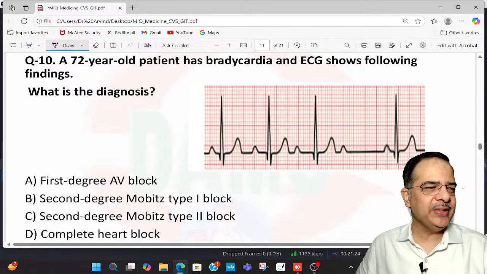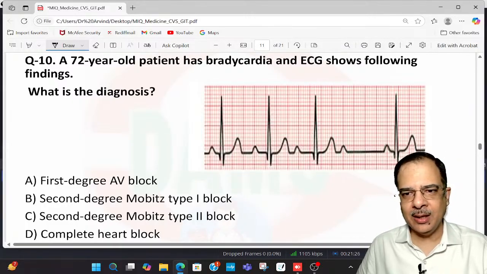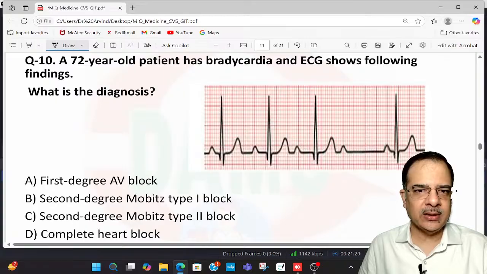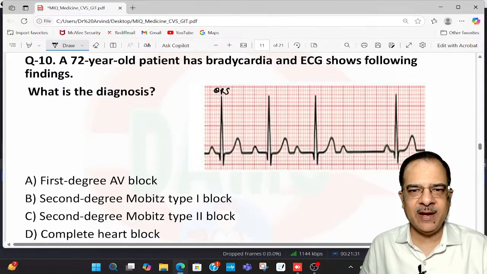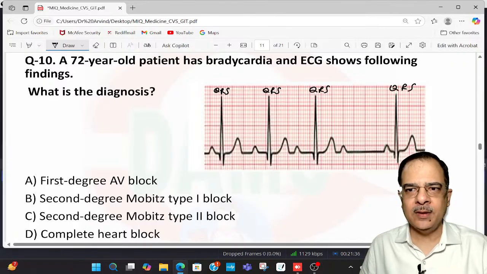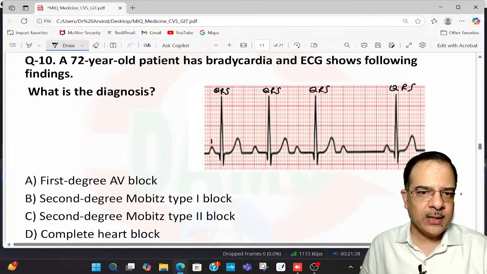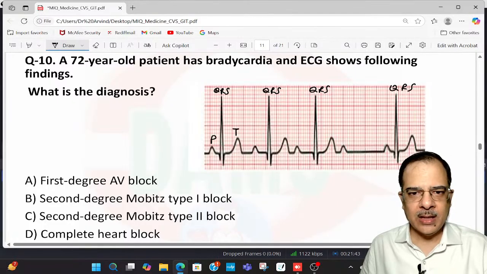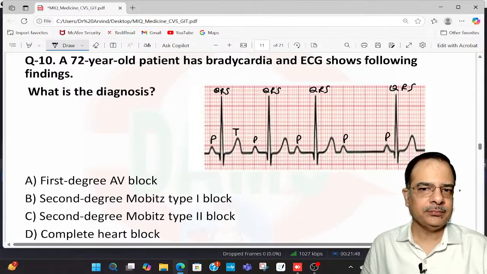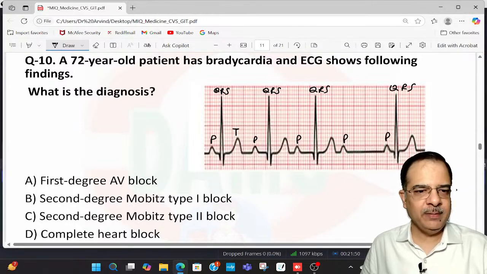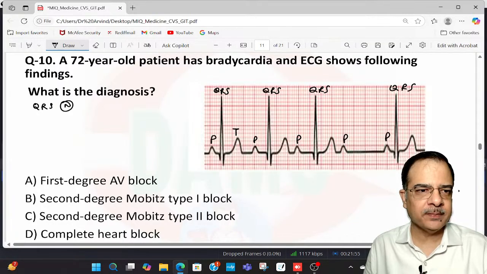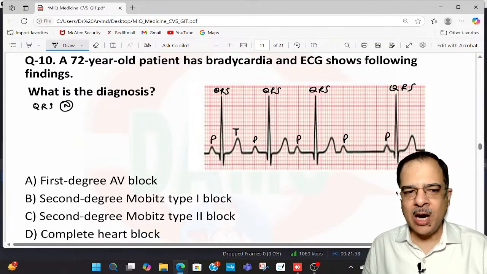So this is the given ECG, where you can see the QRS complex easily identifiable here. QRS, QRS, QRS. Now look at the P wave. Just before the QRS, this is a P wave, this is a T wave. Again, this is P, P, P and P. The first question we ask here is, what is the QRS? QRS here is of normal width, so unlikely a complete heart block.